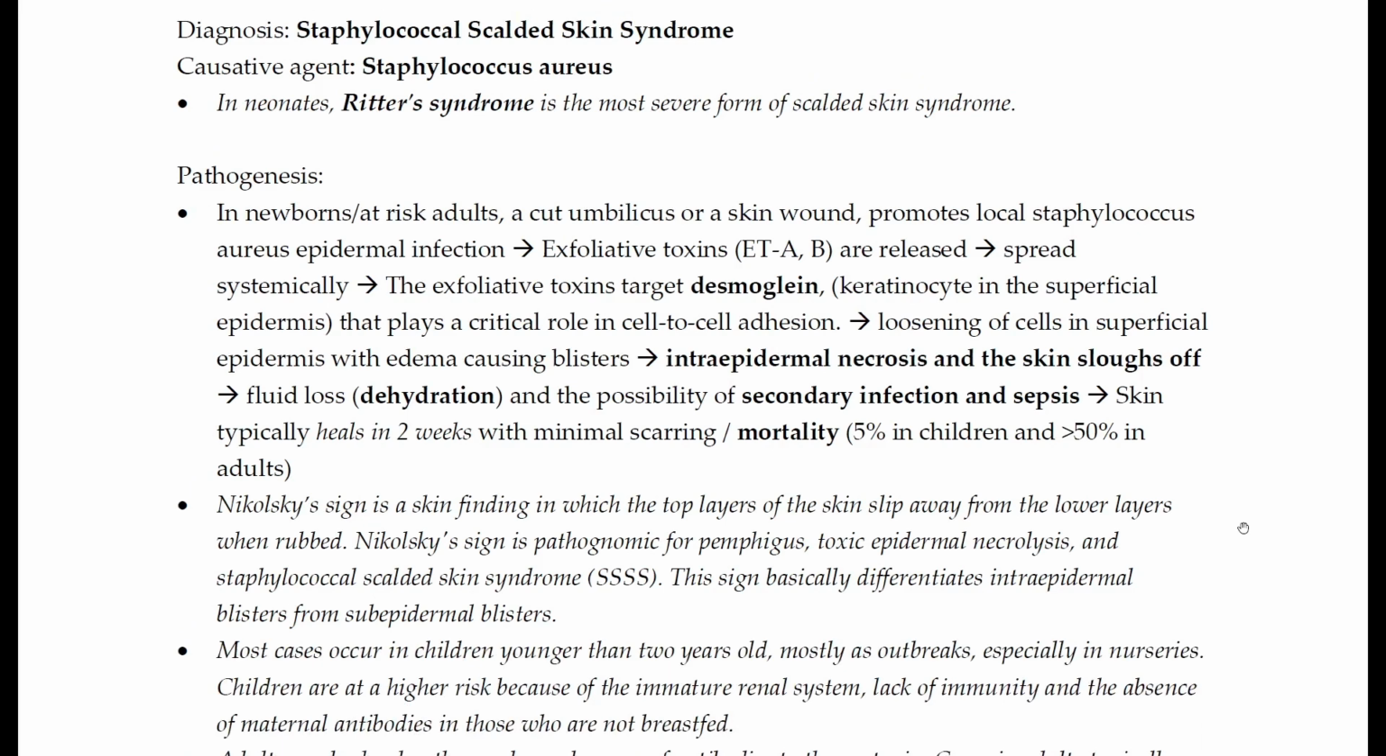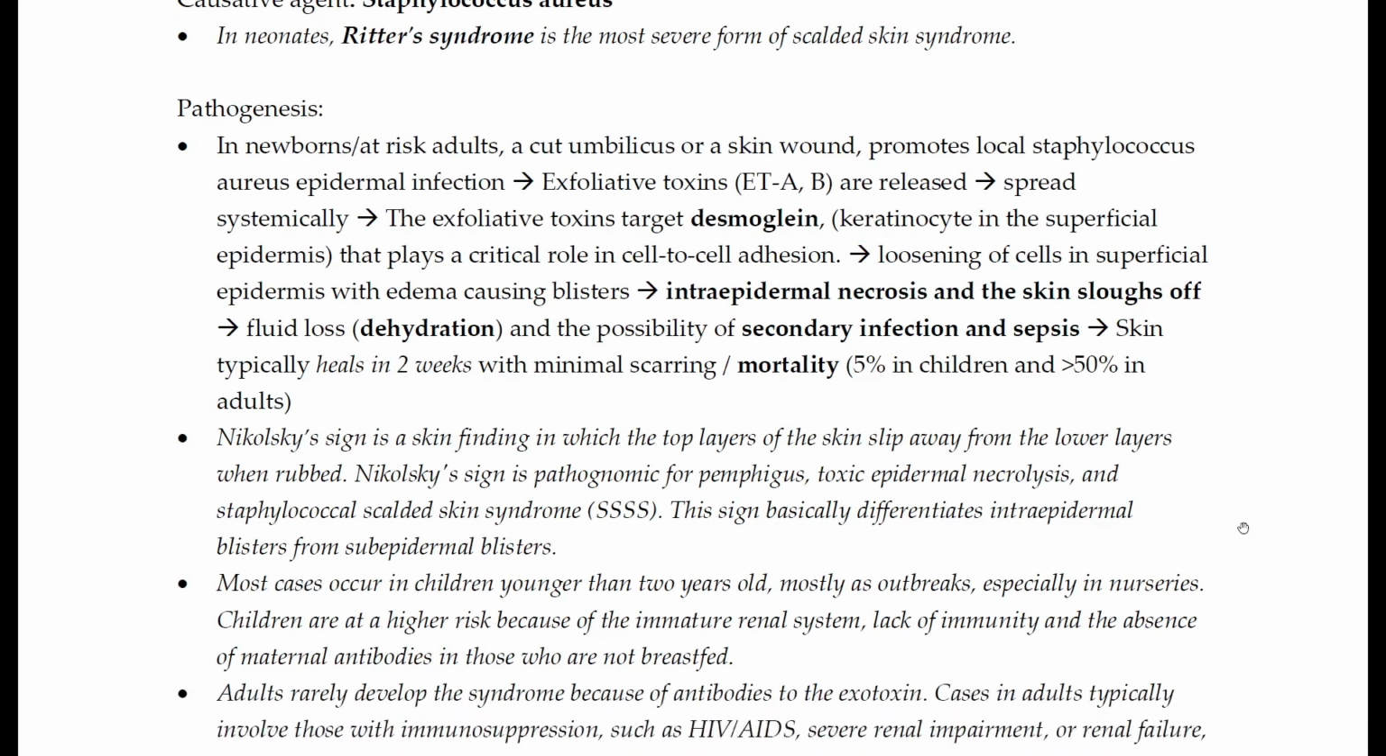In SSSS, most cases occur in children younger than 2 years old, mostly as outbreaks, especially in nurseries. Why are children at higher risk? Because of their immature renal system, lack of immunity, and absence of maternal antibody, especially in those who are not breastfed.